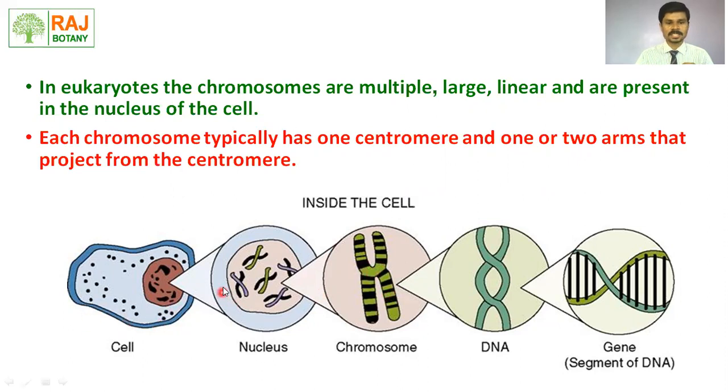So this is a cell. Inside the cell, the nucleus is there. In the nucleus, the chromosome is there, and this chromosome is formed from the DNA. And any part of the DNA is what we call a gene.